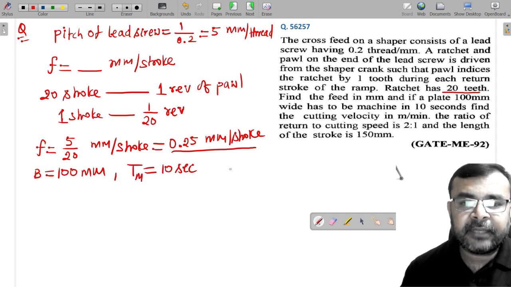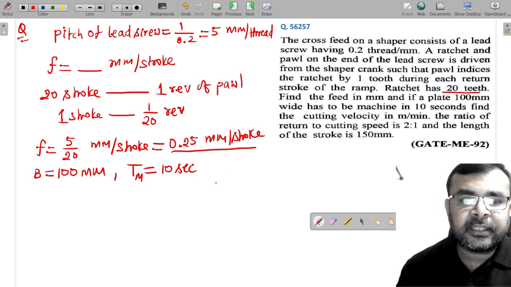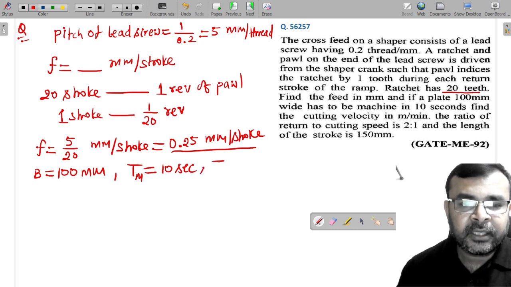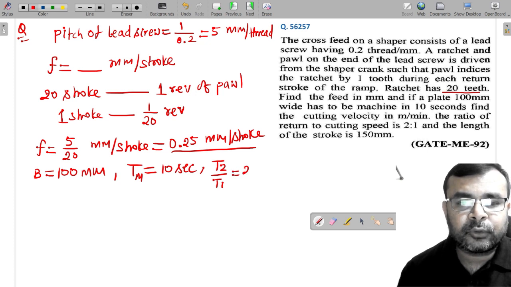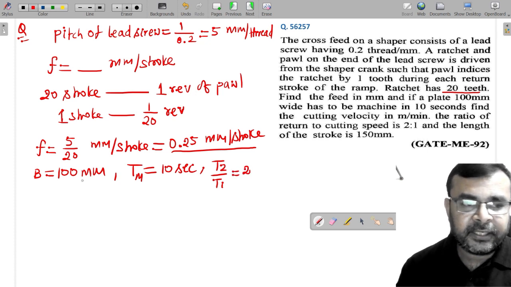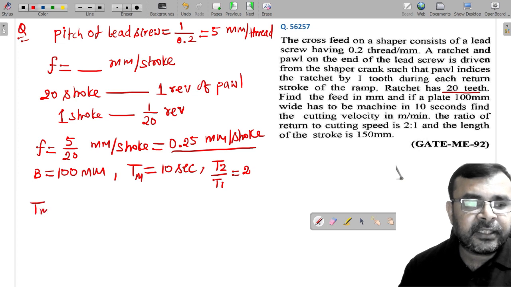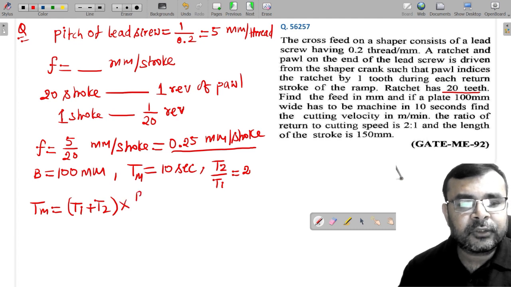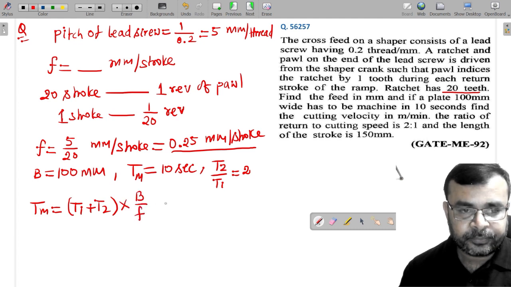This is machining time, and the cutting velocity in meter per minute. The ratio of return to cutting. Return means T2 and cutting means T1. ये रेशियो आपको दे रखा है 2:1 मीन्स 2. करेक्ट. तो देखो यहाँ पे मशीनिंग टाइम जो होता है वो क्या होता है, दिस इज (T1 प्लस T2) इंटू नंबर ऑफ डबल स्ट्रोक, दैट इज B/F.